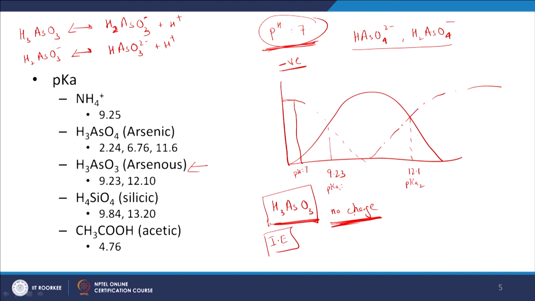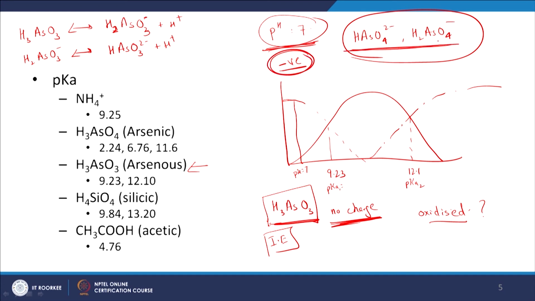So, in which form should arsenic be present if you want to remove it by ion exchange? It needs to be in the oxidized form, and why is that? Only because in the oxidized form it has a negative charge, and only then can it be removed by the ion exchange process. So, I guess with that I will end my session for today, and we will continue the other examples in the next lecture session.